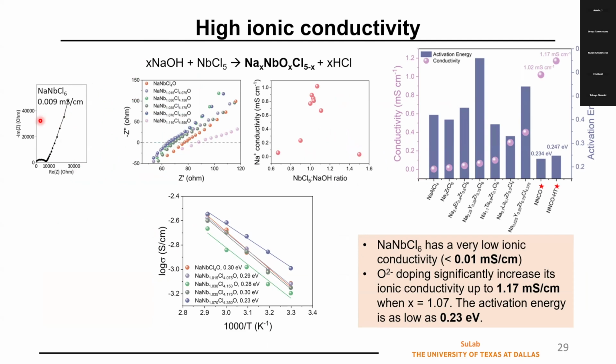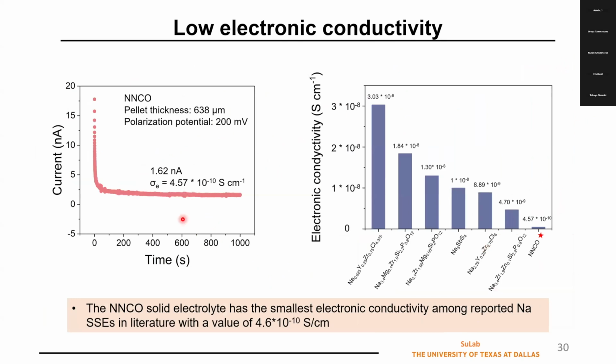The benchmark material is 0.009 millisiemens per centimeter. By using different amounts of doping, the best conductivity we can achieve is beyond 1 millisiemens per centimeter, which is over 100 times higher. And here's a comparison of our material with other halide materials. Our material has a high ionic conductivity and low activation energy. We also tested the electronic conductivity. This material is almost an electronic insulator, and its conductivity is lower than other halides. So the conductivity mainly comes from ion movement.